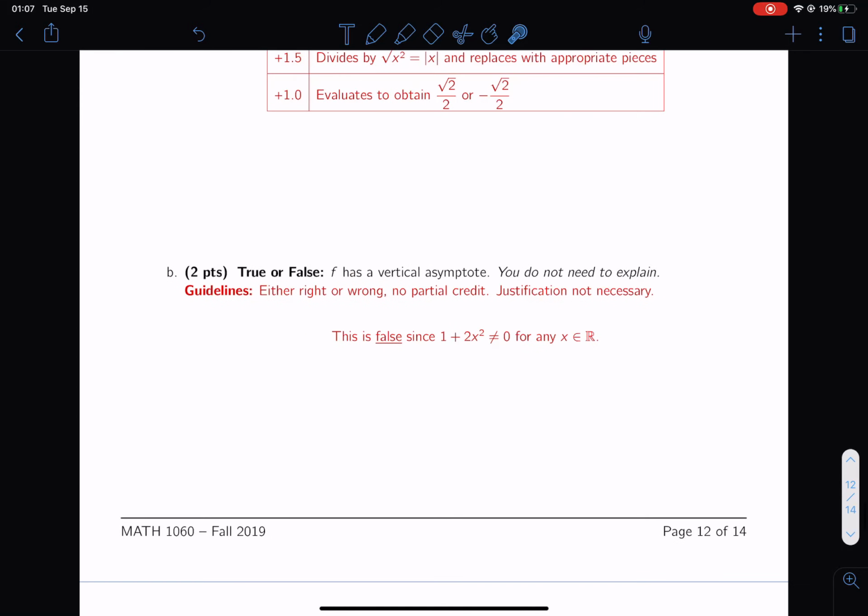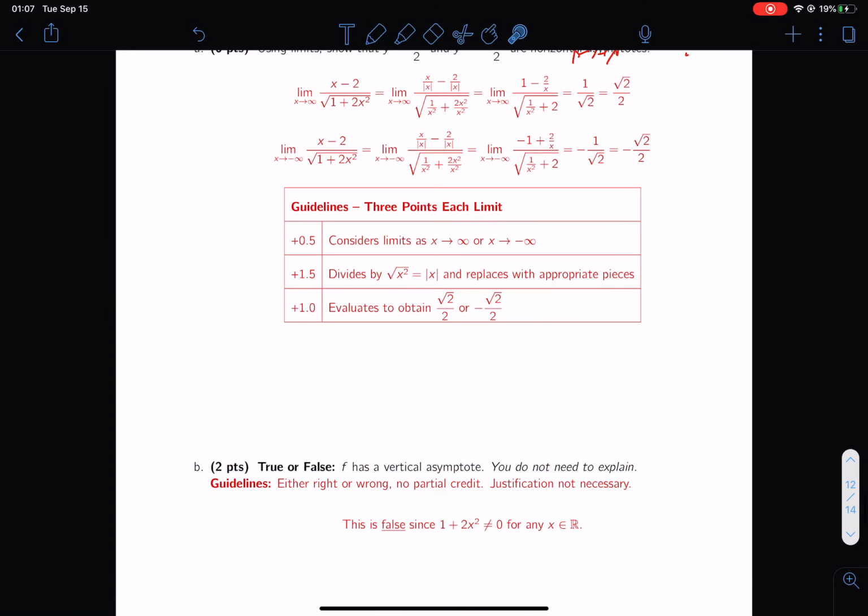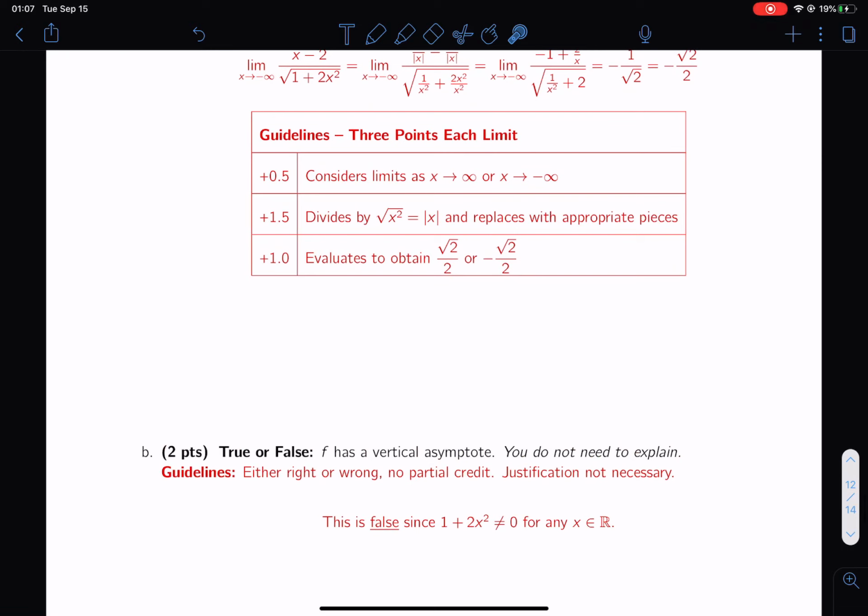True or false question. F has a vertical asymptote. This is the in-class activity. Show that it's non-negative. Because x squared is positive 1 plus a non-negative number. This one is always positive, so it cannot be equal to 0 for any x.